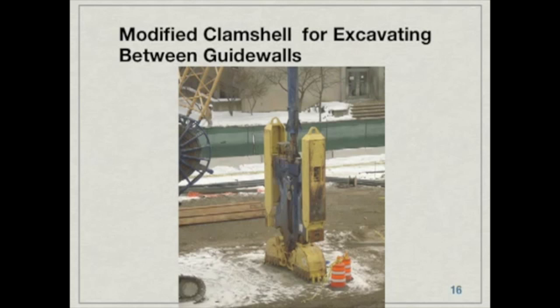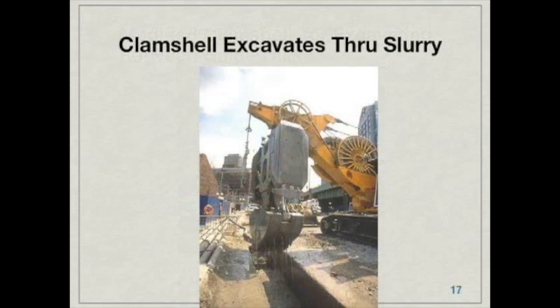And then right above those clamshells, you may see a straight bar. This is called a Kelly bar that is used just to make sure that the clamshell is straight as it begins to excavate in between those two walls. Now here we get a shot of that clamshell up close, digging right through the slurry to get to that area that it wants to excavate.